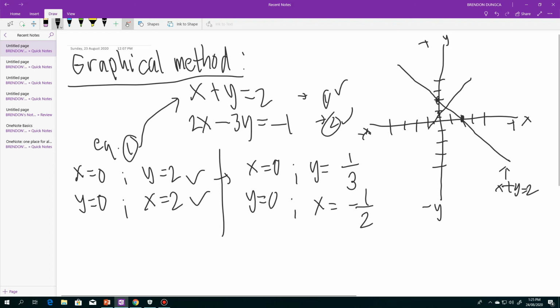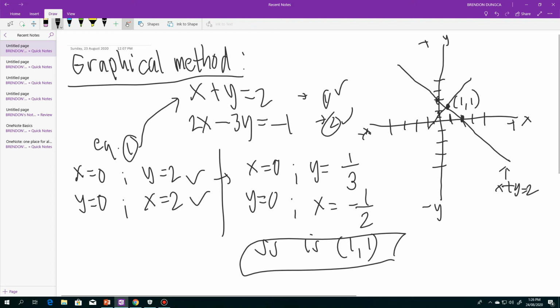there. So we can see here, if this is accurate, this will be at the point 1 and 1. So the solution set therefore is x is 1, y is 1. Same with the other methods.